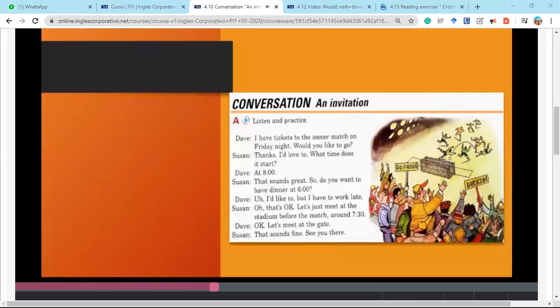An invitation. I have tickets to the soccer match on Friday night. Would you like to go? Thanks. I'd love to. What time does it start? At 8 o'clock. That sounds great. So, do you want to have dinner at 6? I'd like to, but I have to work late. Oh, that's okay. Let's just meet at the stadium before the match, around 7:30. Okay. Let's meet at the gate. That sounds fine. See you there.